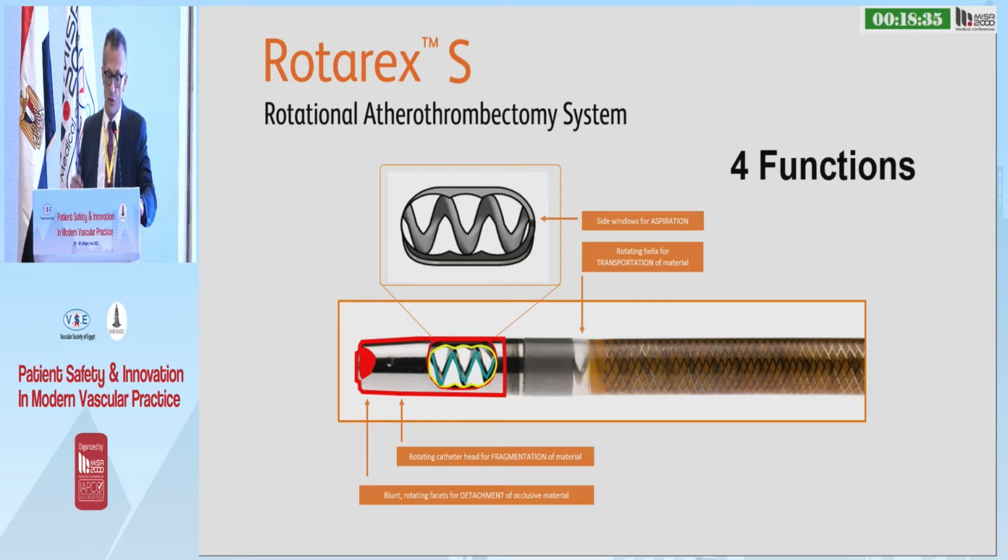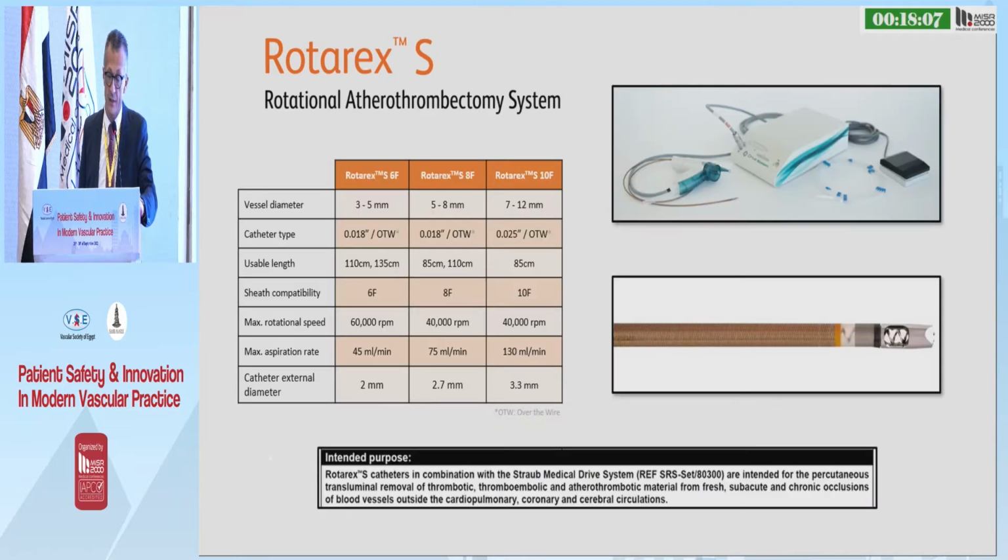The combination of this rotating helix and the rotating tip allows the full function of Rotarex, because the rotating tip without blades is able to produce a vortex and then to detach and fragment every type of thrombotic material, and the rotating helix is able to aspirate and transport these materials outside the body.